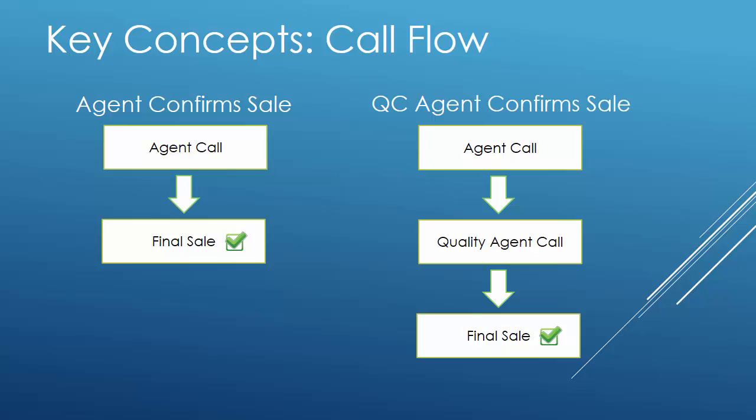We'll talk a little bit about call flow now. With call flow, we support 2 different types of call flow models. We support call models with or without quality agent calls. With the model that's shown on the left-hand side, there's no QC involved. That means the agent actually closes the sale themselves. And on the model on the right, an agent makes an initial call to a target customer, and then the target customer will be called again by a quality agent to confirm that a sale has occurred, and then that will form the basis of the final sale. Each of these flow models is supported by CallPilotCRM, so you can use whichever one fits your business model the best.